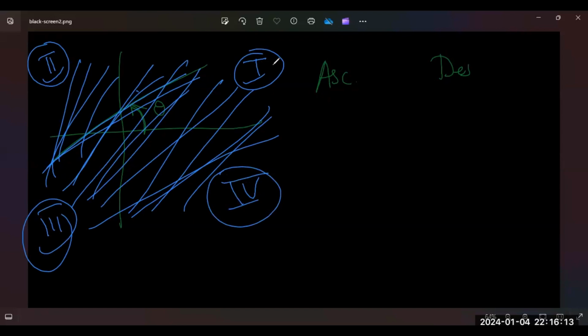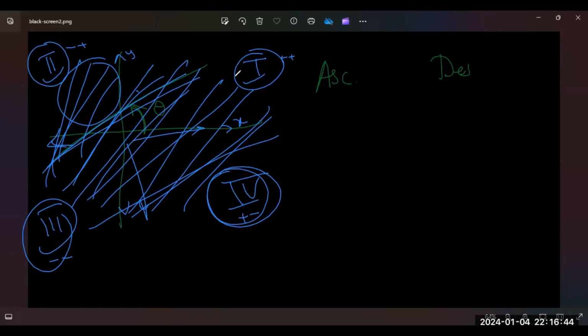In the first quadrant, you have positive, positive. In the second quadrant, you have negative, positive. In the third, you have negative, negative. And in the fourth, you have positive, negative as the signs of the coordinates. Here, x is positive, y is positive, right? So it will be plus, plus. Here, x is negative, y is positive. So minus, plus. Here, both are negative. So minus, minus. And here, x is positive, y is negative. So it will be plus, minus.